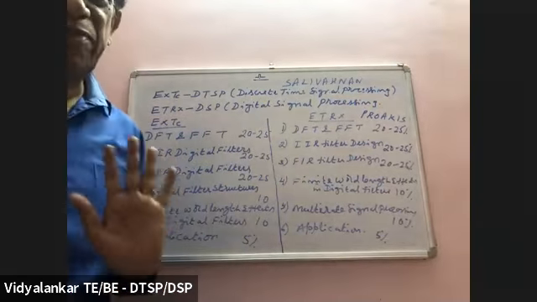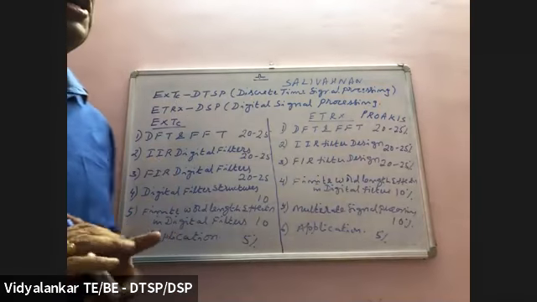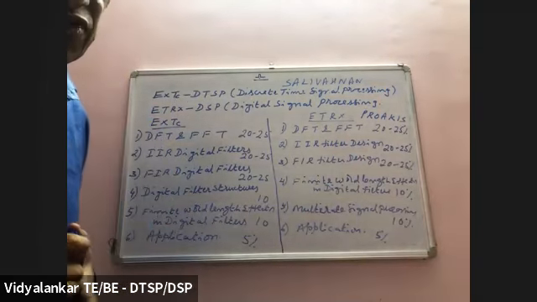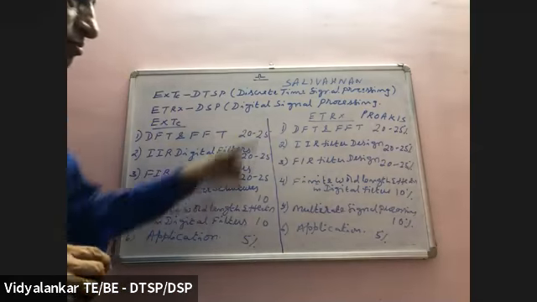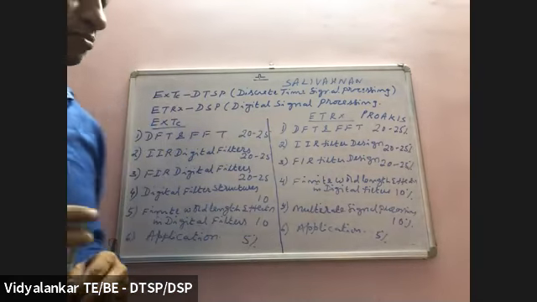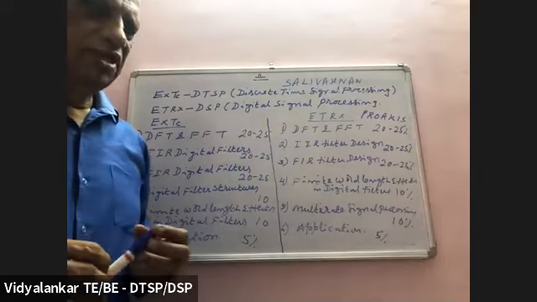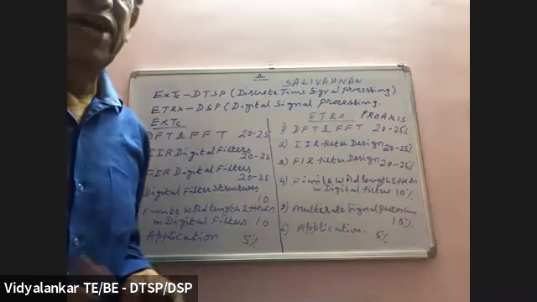The first three are the most important. They will cover 60 to 70% of your syllabus, modules 1, 2, 3. The remaining three modules cover 25 to 30%.